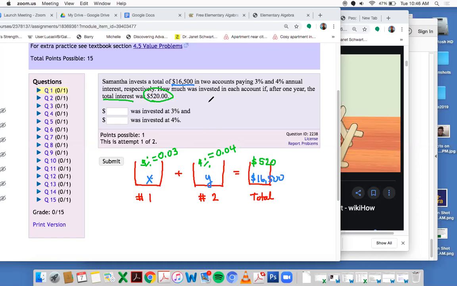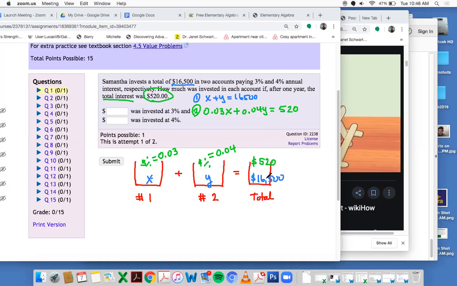All right, so the first equation comes from the blue, just adding up: X plus Y is 16,500. So that's the first equation, which comes from adding up the X and Y to give you the total amount. And the second equation comes from the interest, the percentages. So you're basically going to multiply the X and the Y by their respective percentages. So I have 0.03X and 0.04Y equals the amount of the interest, 520.